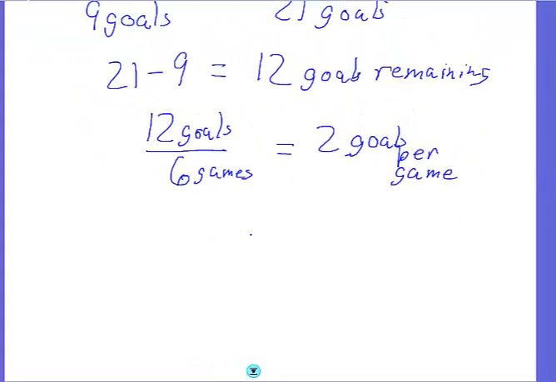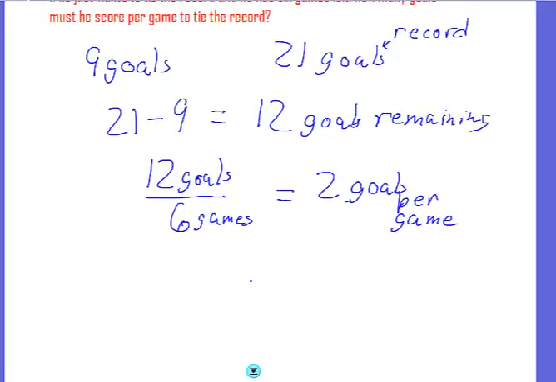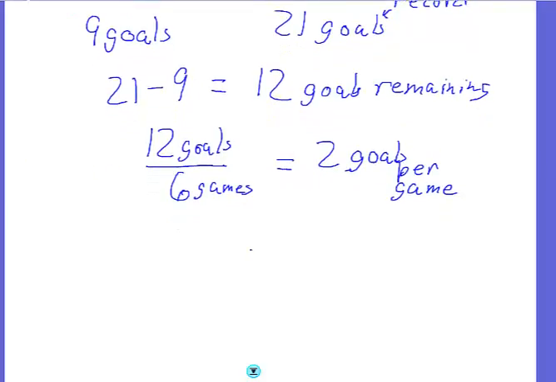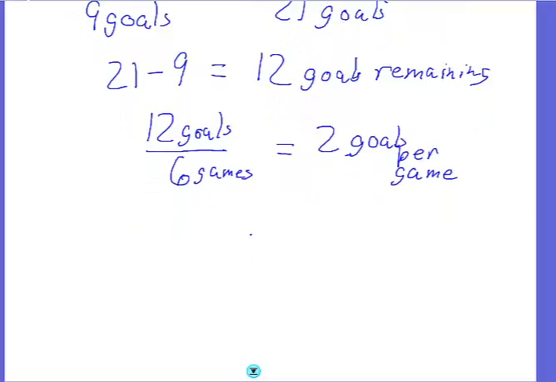All right, so he needs to score 2 goals per game to tie the record at 21. Now, the way we just solved that problem was very, very basic. There was no algebra involved, at least that's what you think. But in reality, you did actually solve an equation. We just didn't write it that way.